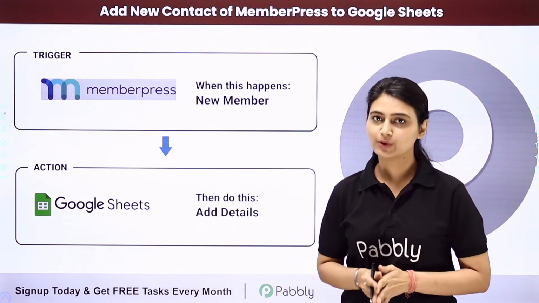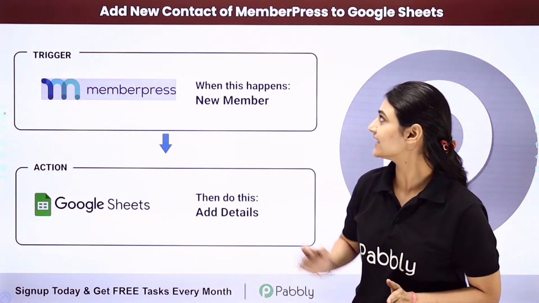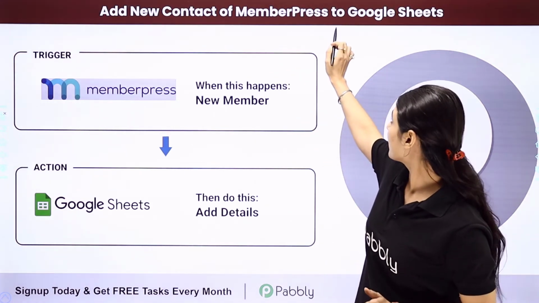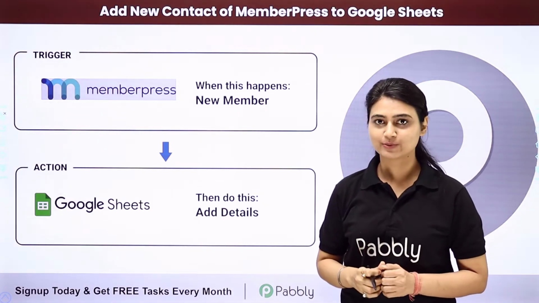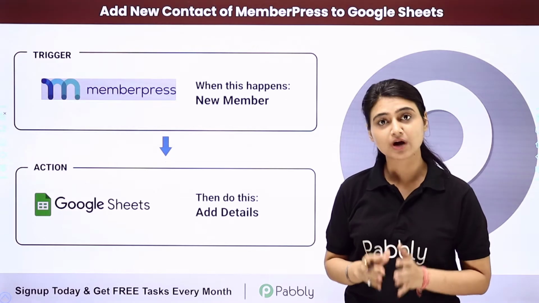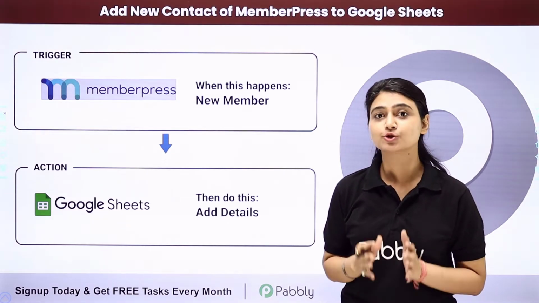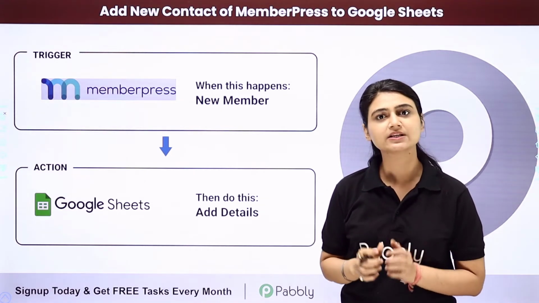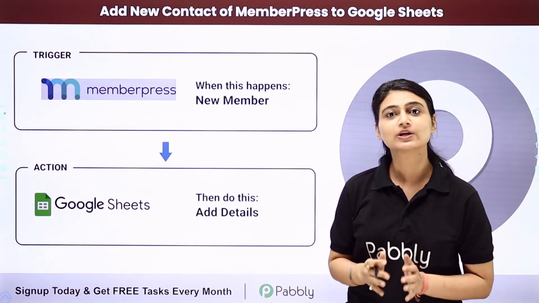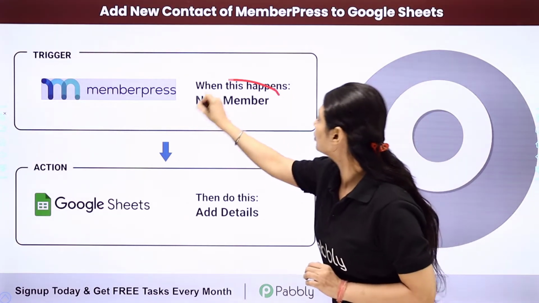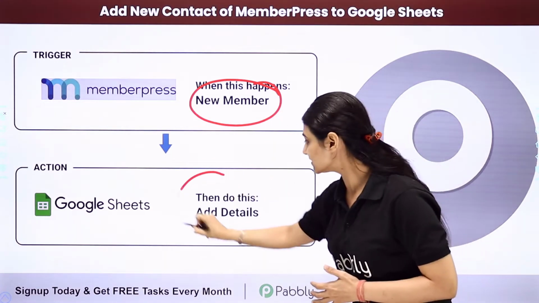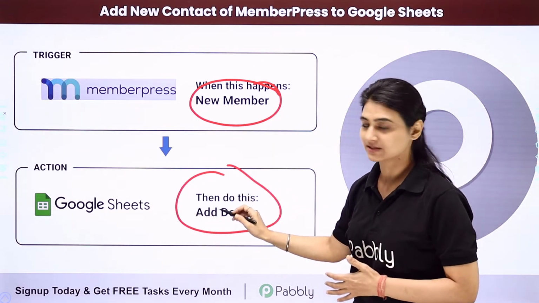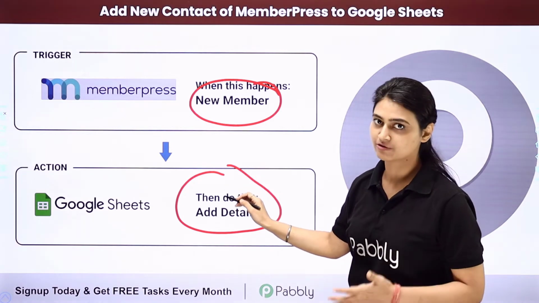In today's video, we will learn how you can automatically add a new contact of MemberPress to Google Sheets. MemberPress is a membership management application that allows you to control the kind of content your members can see depending on the type of the membership. Let's say you want every time a new member is added in MemberPress, its details should be added as a new row in Google Sheets so that you can have a fully fledged record of it.